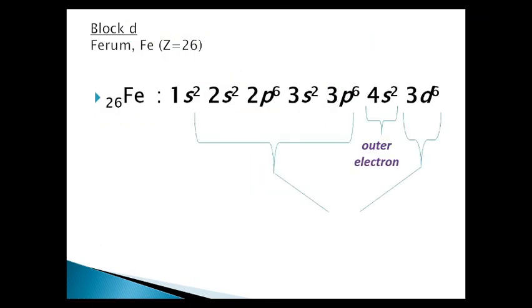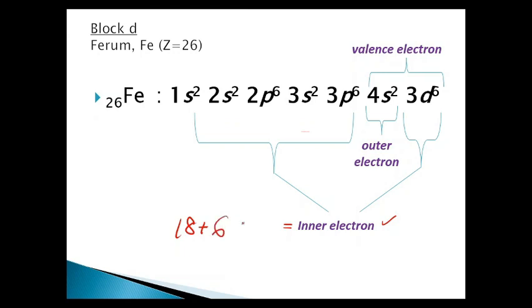For block D element, the inner electron consists of all proton numbers, not including the outer electron. So for the inner electron, that would be 2 plus 2 plus 6 plus 2 plus 6 plus 2, 18 plus, okay, so 3d6, it is not in highest n, so it must be considered as inner electron as well. So 18 plus 6, that would be 24 electrons.